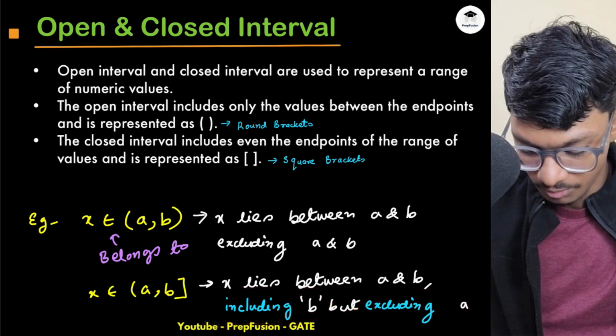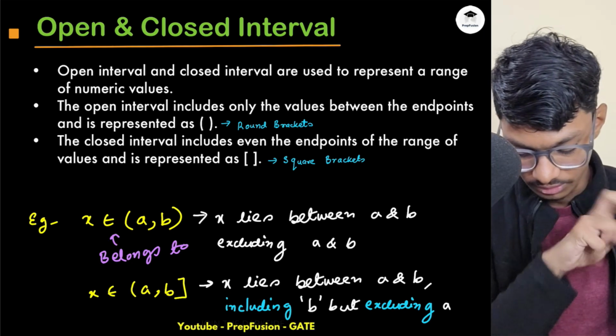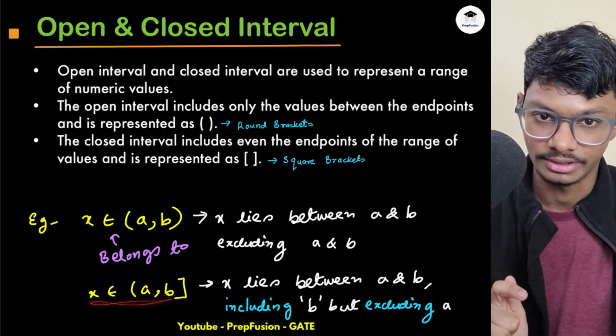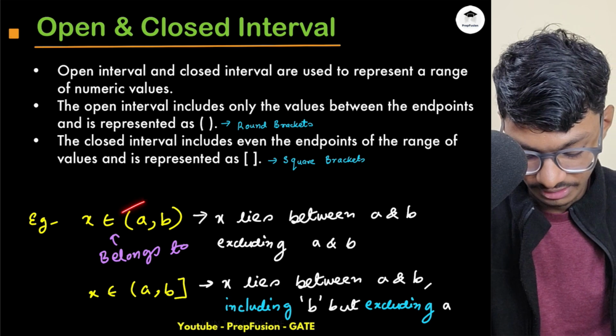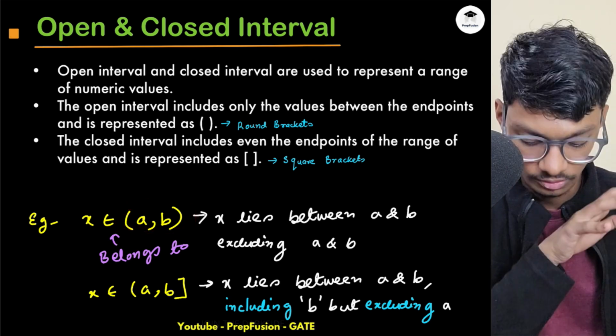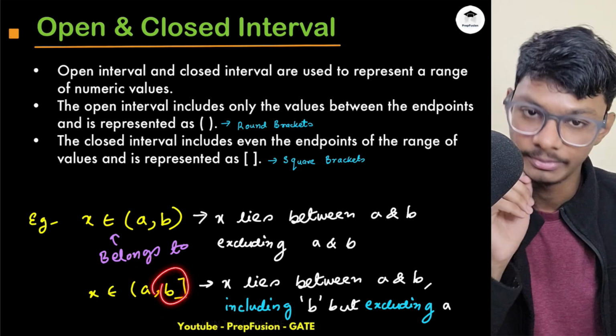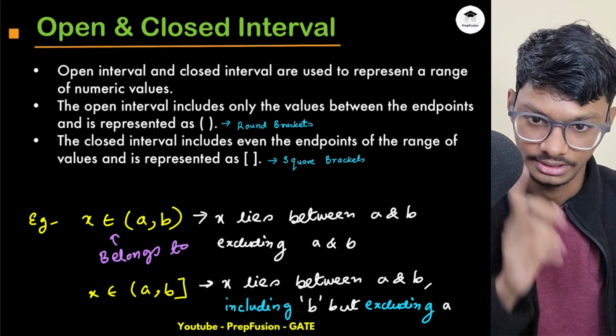This is the important point I want to make about the difference between open interval and closed interval. I hope you got this point. If round brackets are given, x will lie between a and b but will not include a and b. But if a square bracket is given, x will lie between a and b and will also include b.